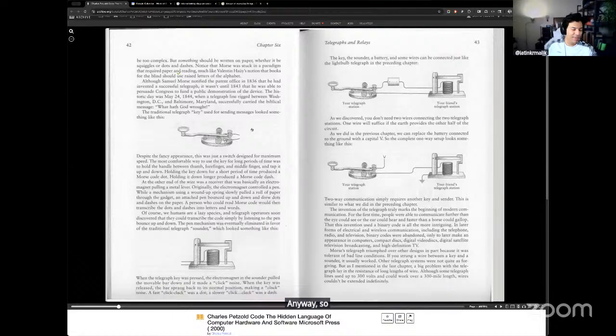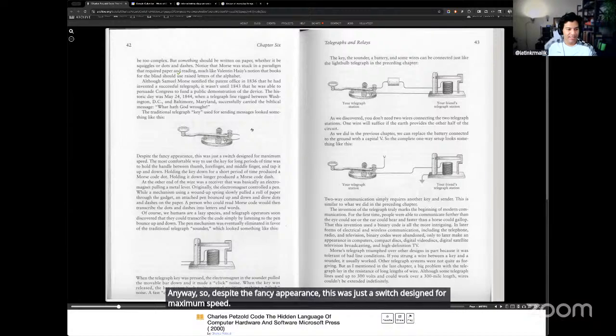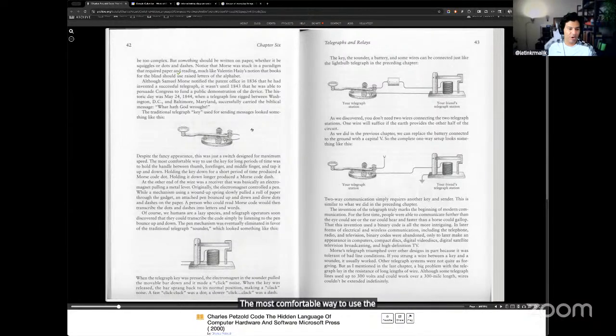Anyway, despite the fancy appearance, this was just a switch designed for maximum speed. The most comfortable way to use the key for long periods of time was to hold the handle between thumb, forefinger, and middle finger and tap it up and down. Holding the key down for a short period of time produced a Morse code dot. Holding it down longer produced a Morse code dash.